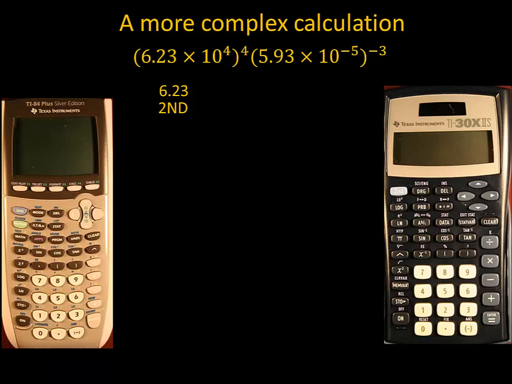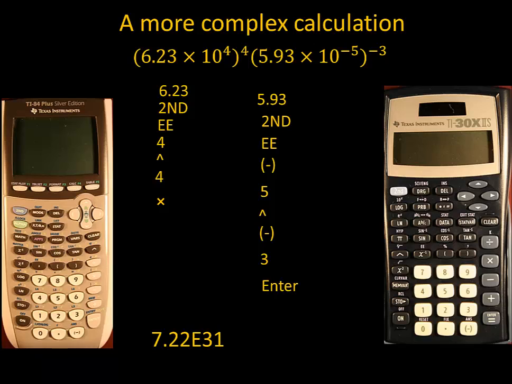6.23 second EE4. Now this number I want to raise to the fourth power, so I hit the caret key and then the 4. I've taken care of that first number raised to the fourth power. Now I multiply it by 5.93 second EE. That one has a negative exponent on it, so I use the minus sign wrapped in parentheses, and then the 5. Now this number gets raised to the minus 3, so I use the caret key again, and minus sign wrapped in parentheses, and the 3. And that's it. I just hit enter.